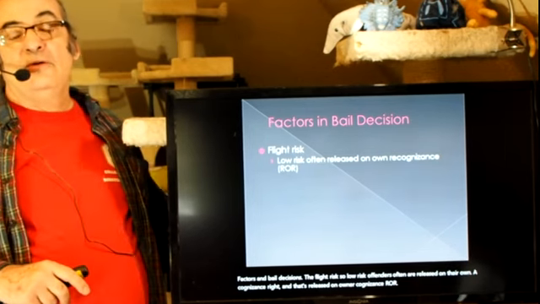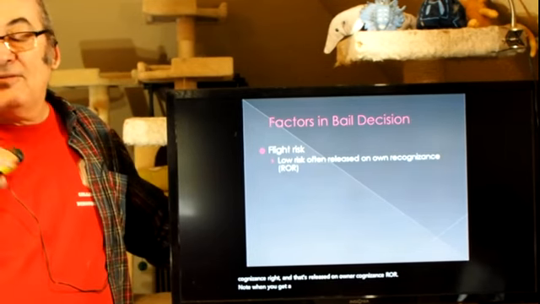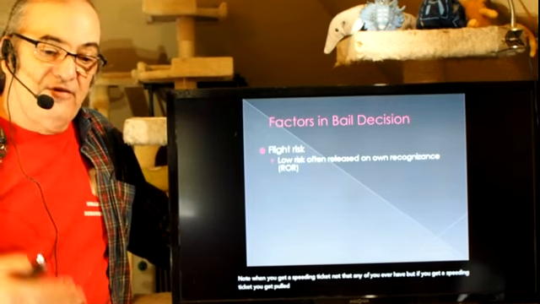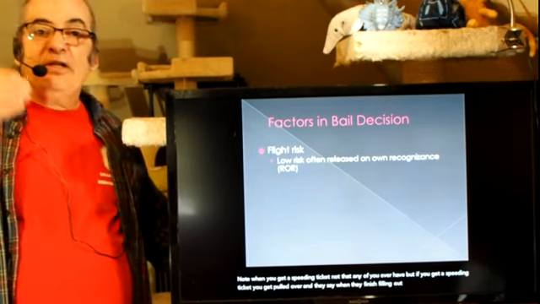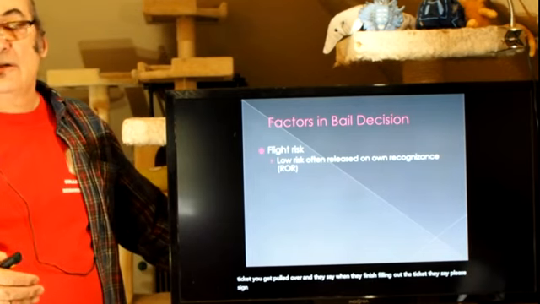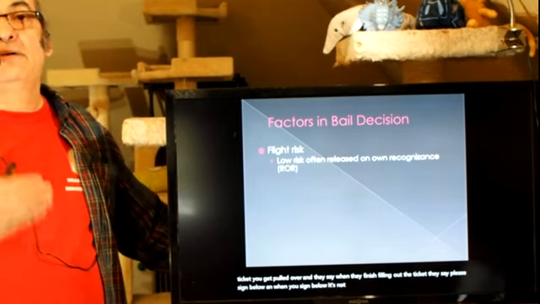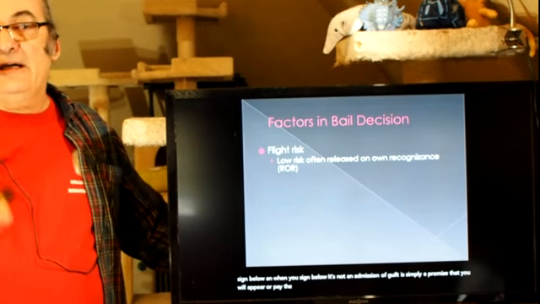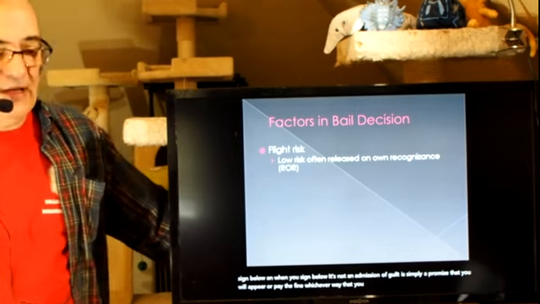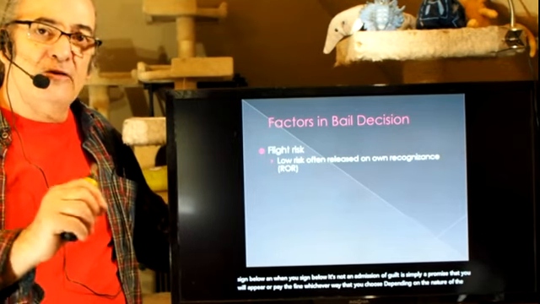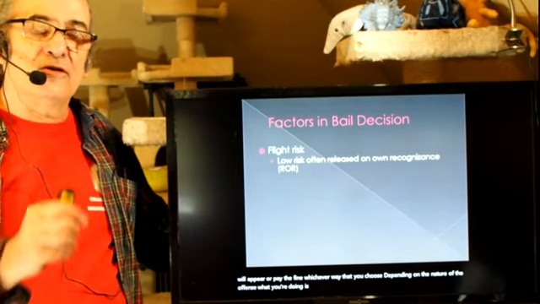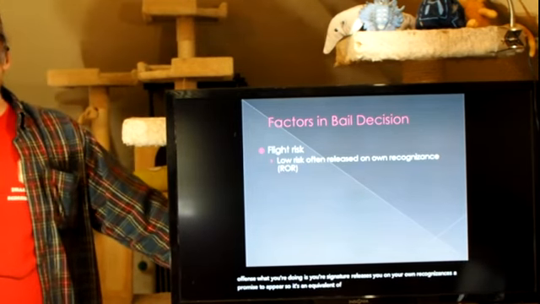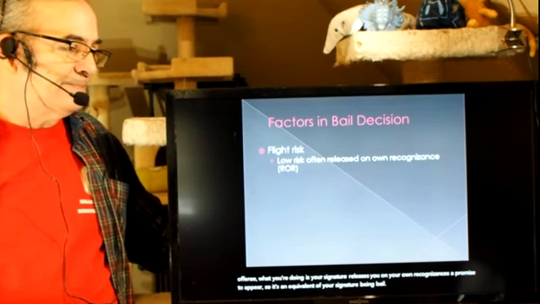Note, when you get a speeding ticket, not that any of you ever have, you get pulled over, and when they finish filling out the ticket, they say, please sign below. When you sign below, it's not an admission of guilt, it's simply a promise that you will appear or pay the fine, whichever way you choose, depending on the nature of the offense. Your signature releases you on your own recognizance. It's a promise to appear, so it's the equivalent of your signature being bail, if you will.